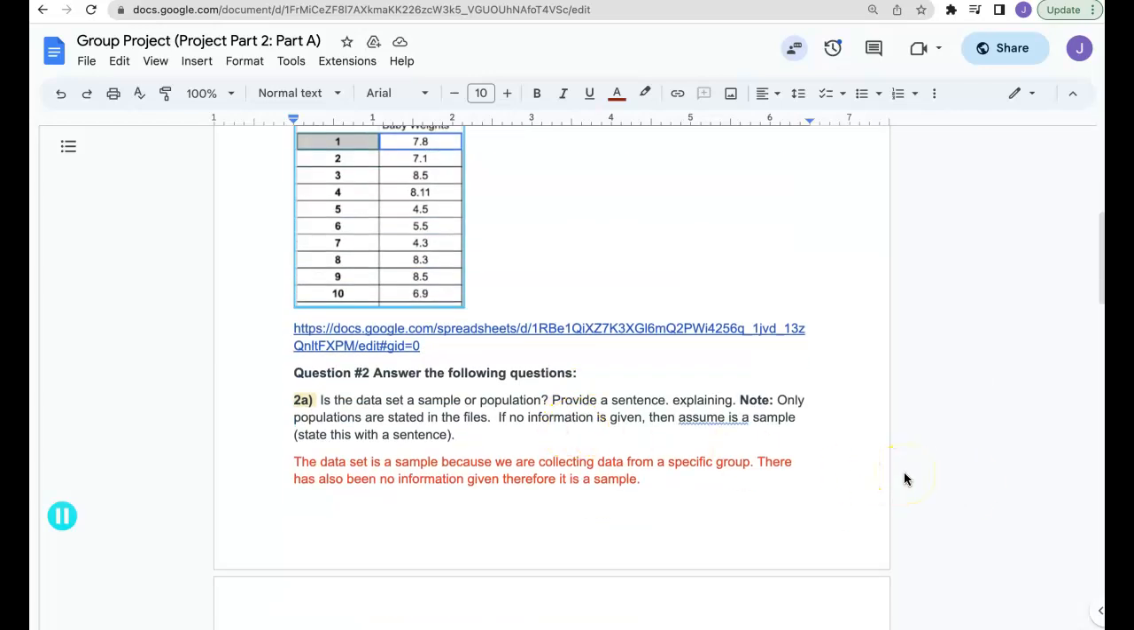Question 2, 2A, is the data set a sample or population? Provide a sentence explaining. The data set is a sample because we are collecting data from a specific group. There has also been no information given, therefore it is a sample.